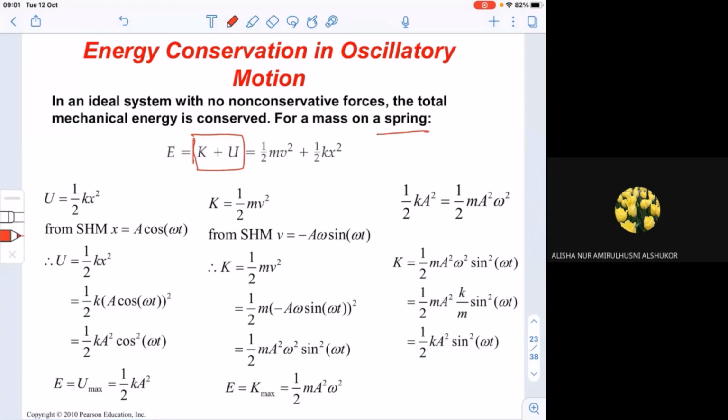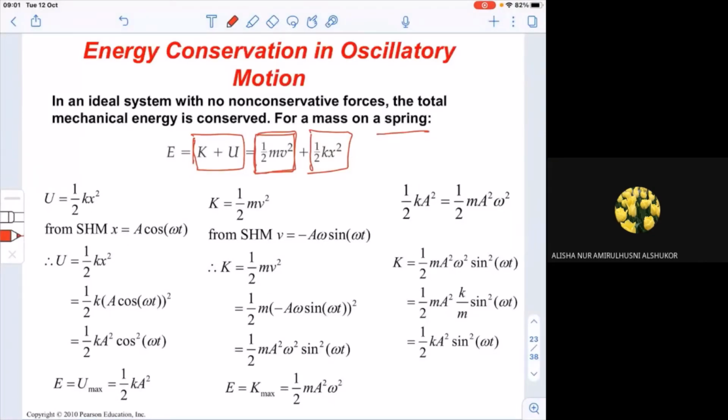When we talk about a spring, the kinetic energy of the spring is equivalent to half m v squared. It's always half m v squared for kinetic energy, and the potential energy of the spring is half k x squared. So half m v squared and half k x squared.